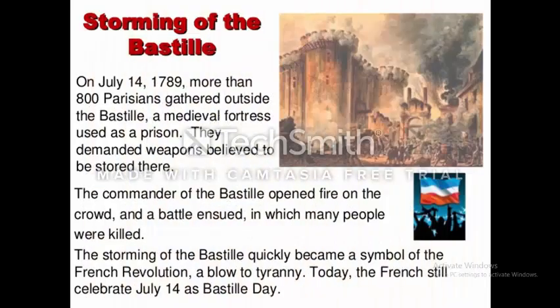Storming of the Bastille. On July 14, 1789, more than 800 Parisians gathered outside the Bastille, a medieval fortress used as a prison. They demanded weapons believed to be stored there. The commander of the Bastille opened fire on the crowd, and a battle ensued in which many people were killed. The storming of the Bastille quickly became a symbol of the French Revolution, a blow to tyranny. Today, the French still celebrate July 14th as Bastille Day.